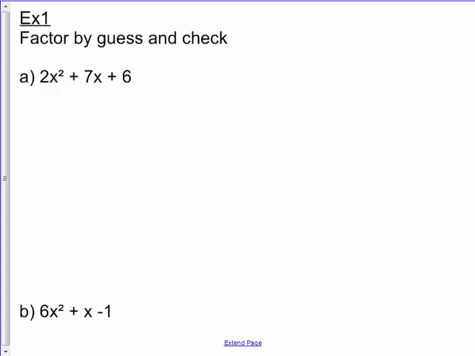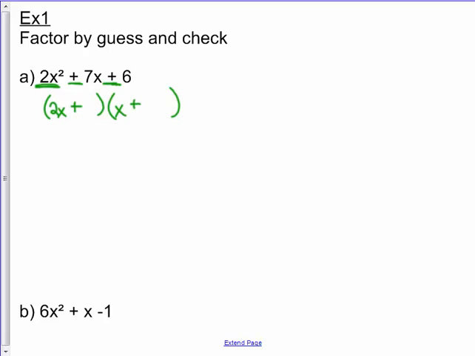So when we do guess and check here, we take a look. We have 2x squared plus 7x plus 6. What multiplies to 2x squared? Well, it's a 2 and 1, so it has to be 2x and x. Before, when it was just x and x, we asked what multiplies to 6 and adds to 7: 6 and 1. But I can't do that now because I have that 2 in there.